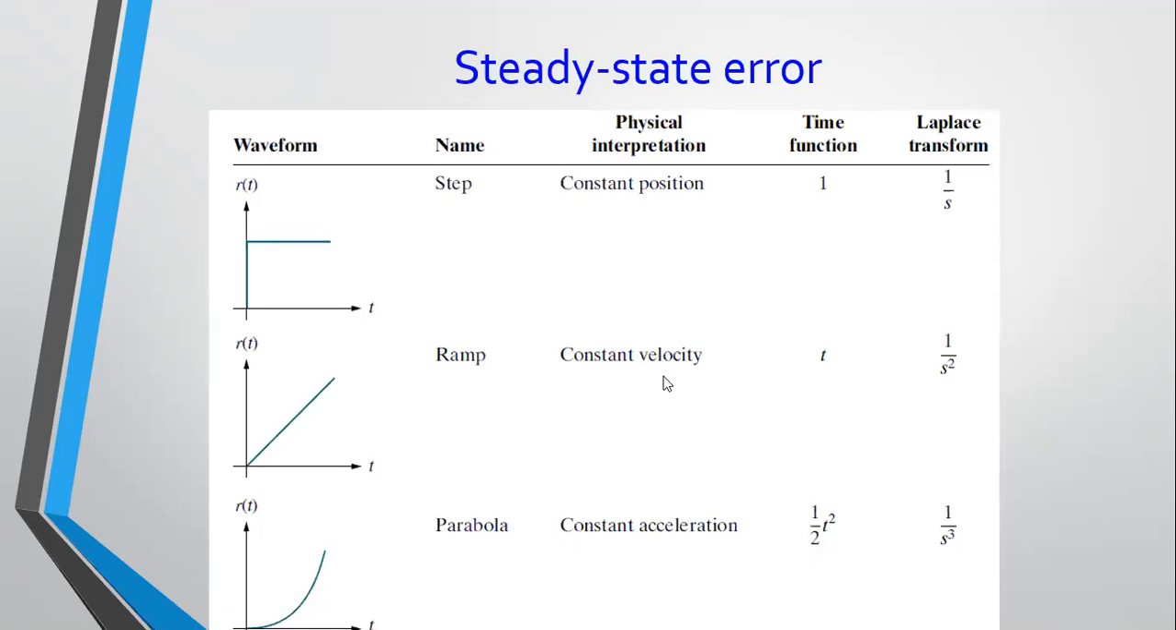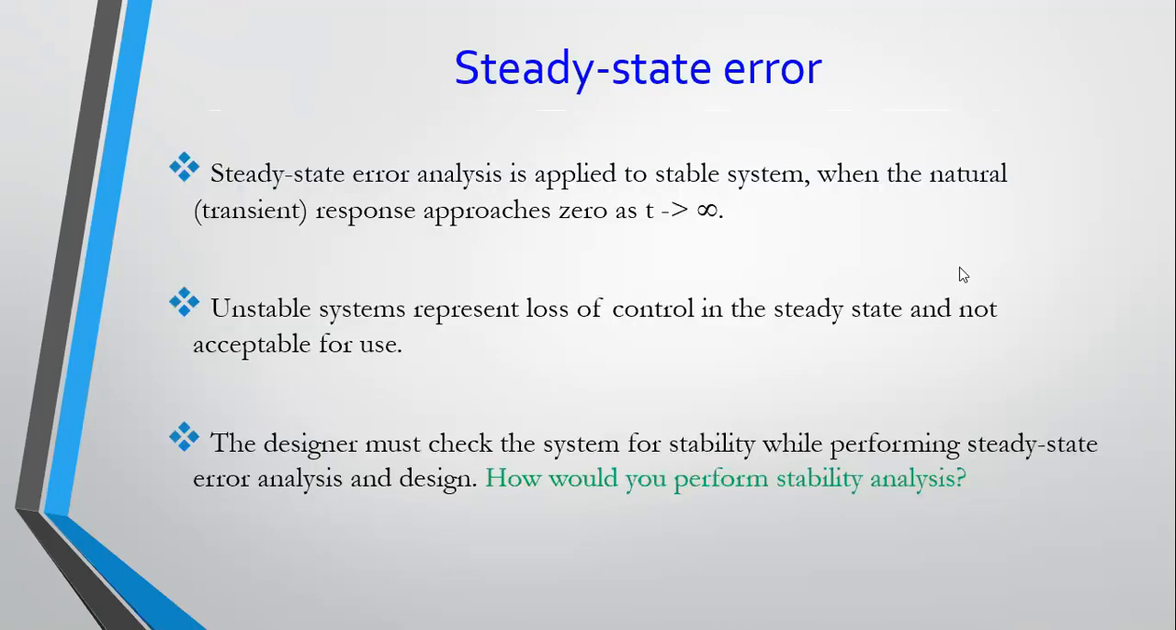If you want to assess the ability of a control system to track a body, for example, moving at constant velocity, you're going to use a ramp as the test signal. If you want to assess the ability of the control system to track a body moving with constant acceleration, you're going to use a parabola as the test input. These are the time domain representations here and the Laplace transforms of these test signals. We've covered this more or less.